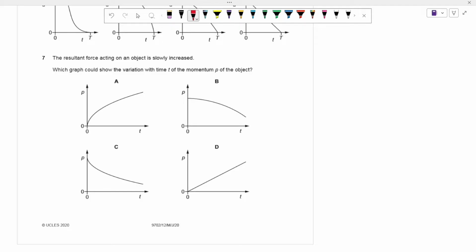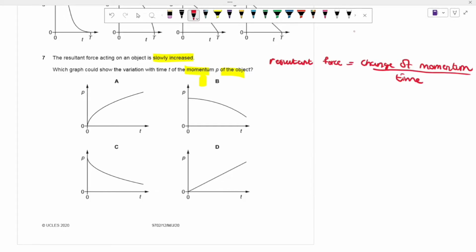We're told that the resultant force that is acting on an object is slowly increased, right? Which graph could show the variation with time t of the momentum p of the object? Okay, so what you first need to understand in order for you to be able to solve this question is what a resultant force is.